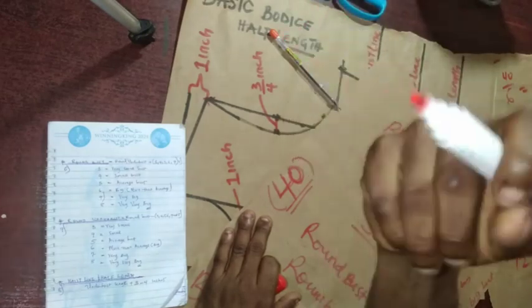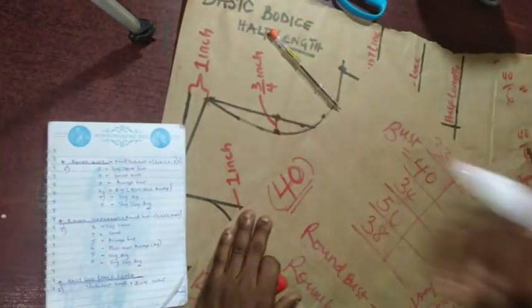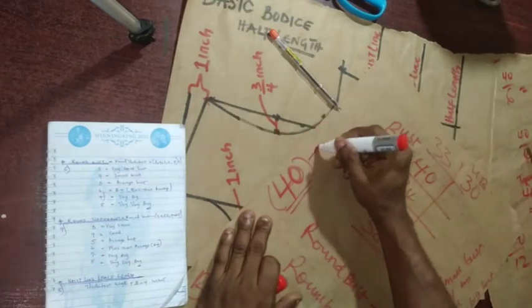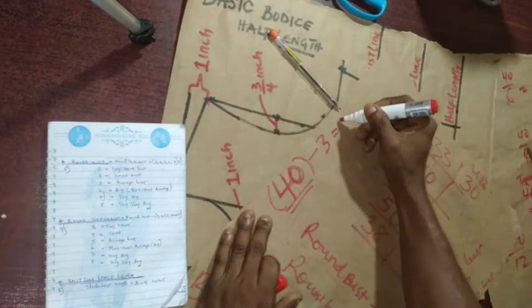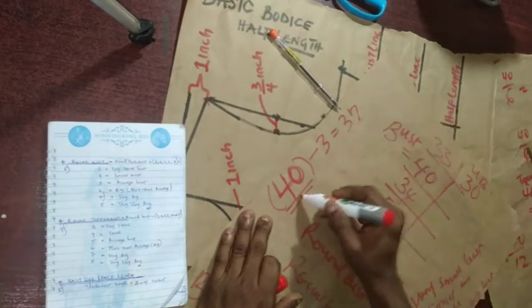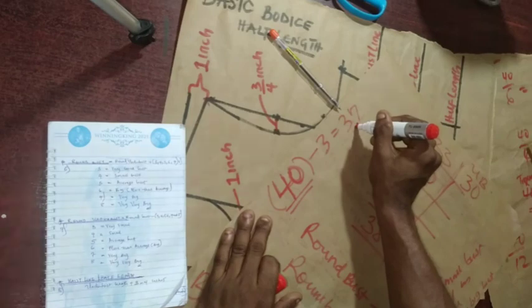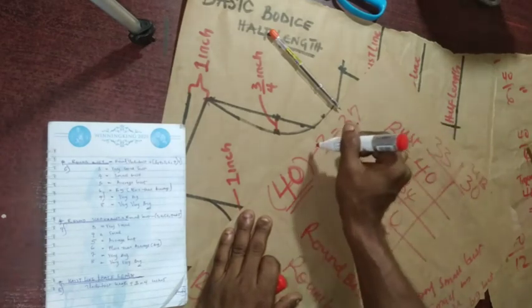Okay, let me use breast. Has a very small breast, and you want to know the round under bust. All you need to do is 40 minus 3, which will give us 37. So that means the round bust is 40, while the round under bust is 37. Why? Because the person has a very small breast.